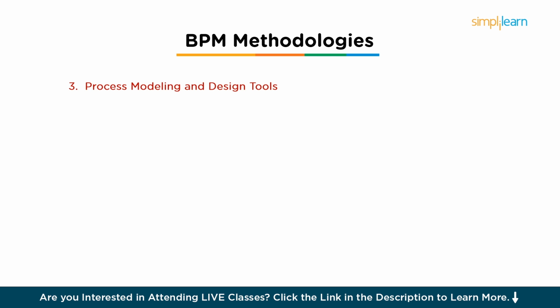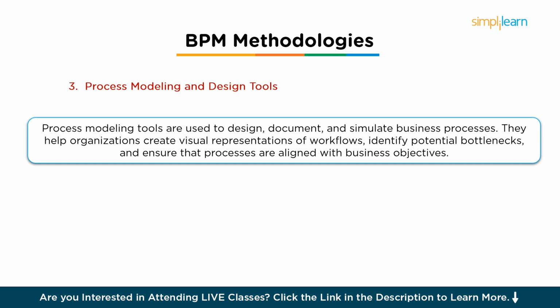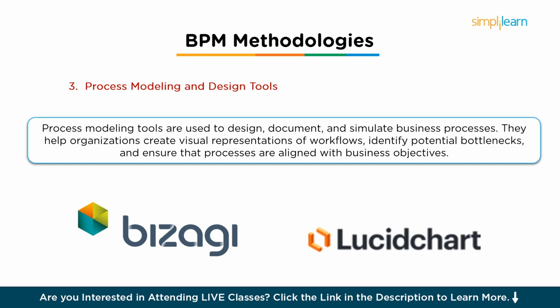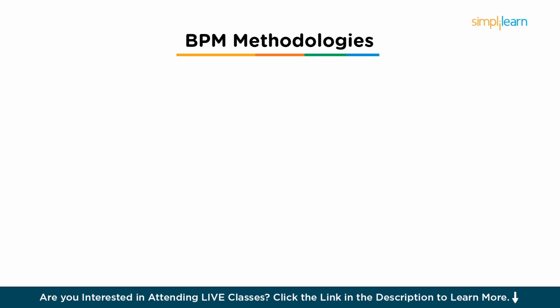Process modeling and design tools. Process modeling tools are used to design, document, and simulate business processes. They help organizations create visual representations of workflows, identify potential bottlenecks, and ensure that processes are aligned with business objectives. Examples of process modeling software: Bizagi, a powerful tool for designing BPMN diagrams and creating process models. Lucidchart, a versatile diagramming tool used for process mapping, business flowcharts, and BPMN modeling.